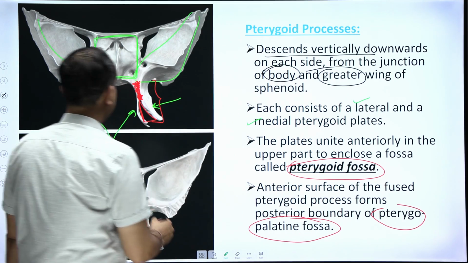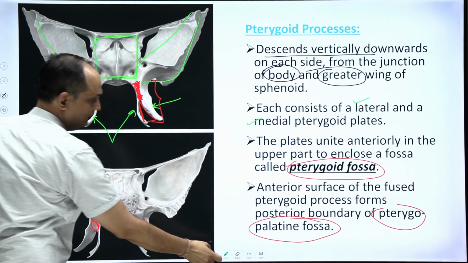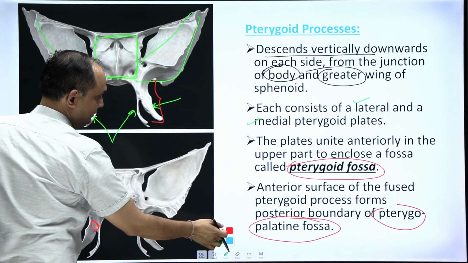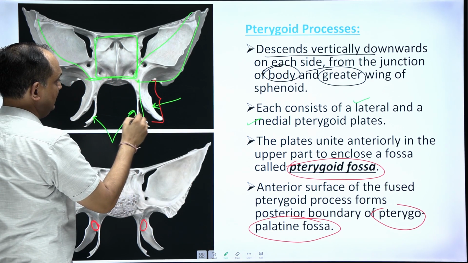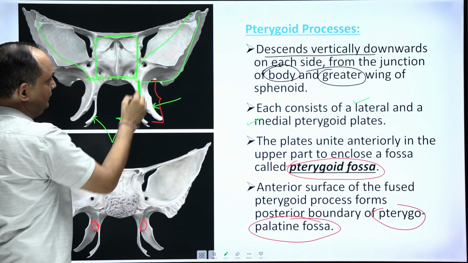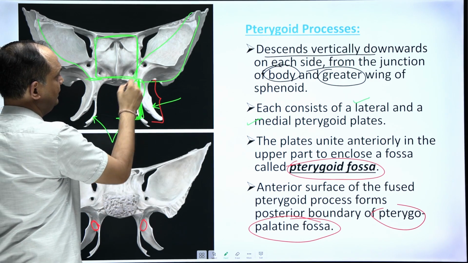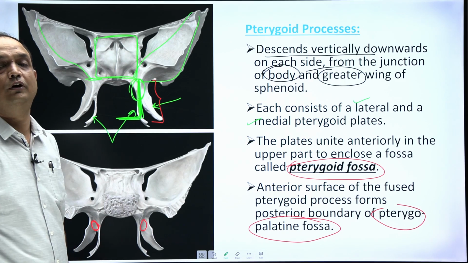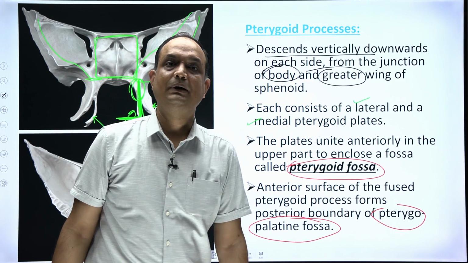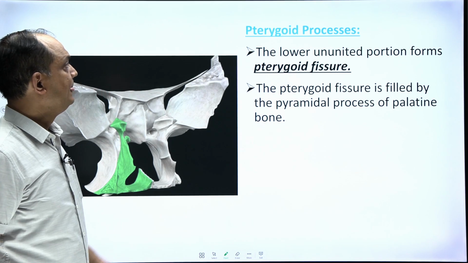Now the anterior surface of the fused pterygoid process is going to make the posterior boundary of the pterygopalatine fossa. Here, when you have the articulation with the palatine bone, the palatine bone articulates like this. When the articulation is there, this perpendicular plate is going to articulate here and form the posterior boundary of the pterygopalatine fossa by the pterygoid processes. So that is the one thing.